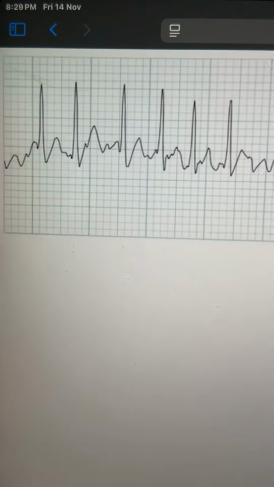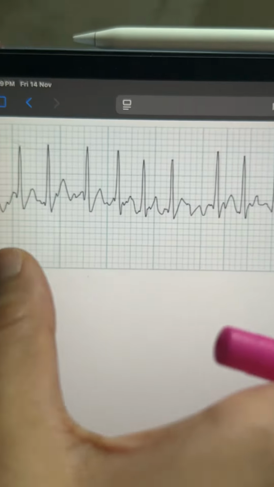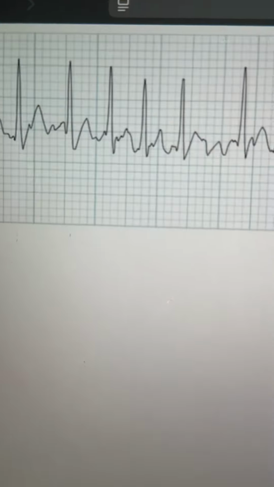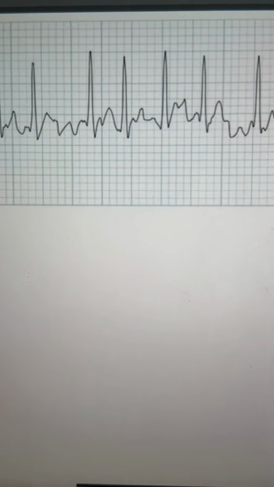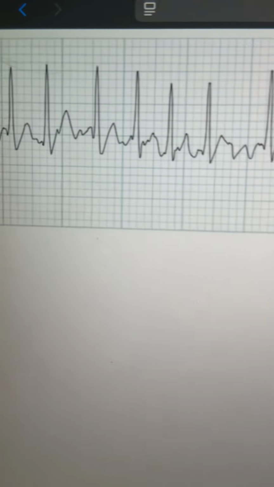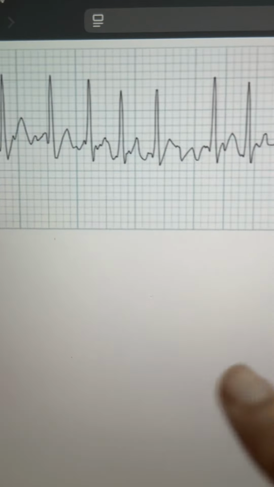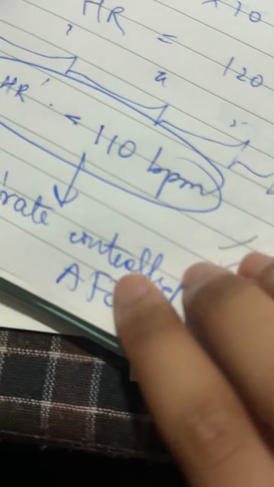You calculate heart rate in this, because as you can see, it's not regular. Just take one hypothetical minute wherein you have 30 large boxes in 1 minute. And in those 60 seconds, count the total number of QRS complexes. Suppose I get 13 QRS complexes in 60 seconds. That means 13 into 10 gives us 130 beats per minute is the heart rate in this case of atrial fibrillation. Supposedly, I gave this patient certain drugs and the heart rate has come down to 110 or less than that beats per minute. This is what I will call rate-controlled atrial fibrillation.